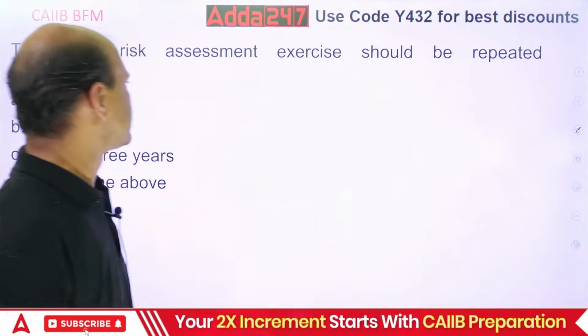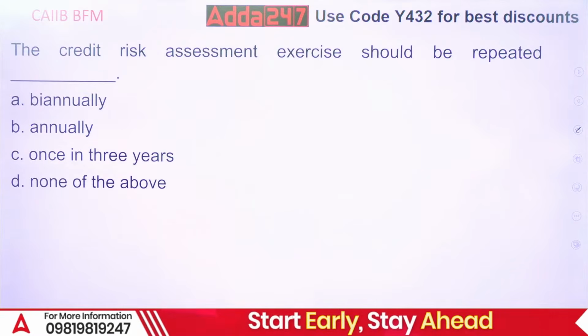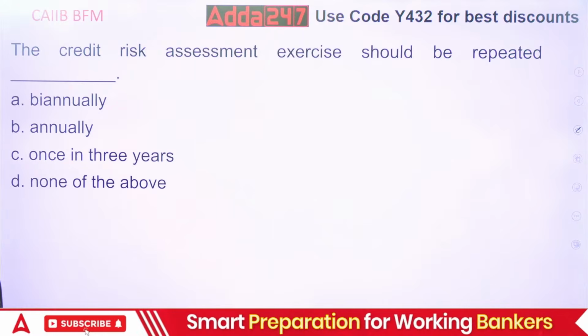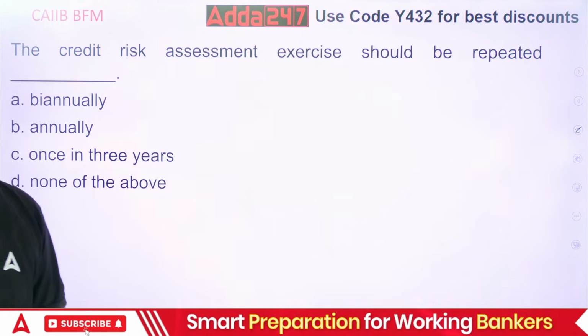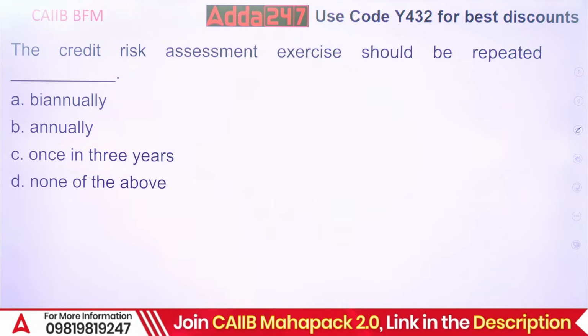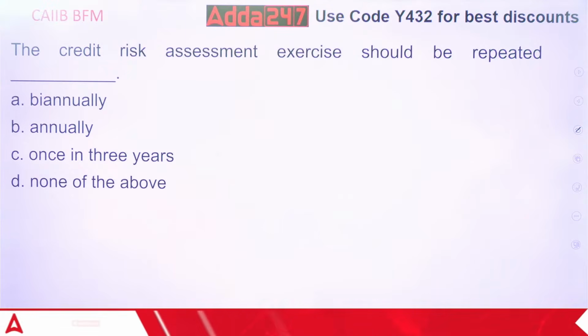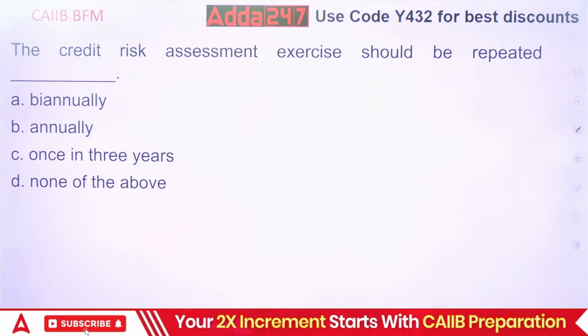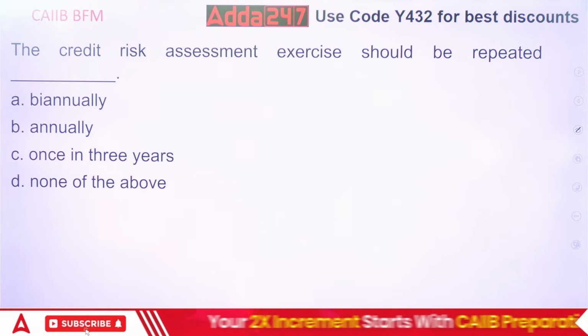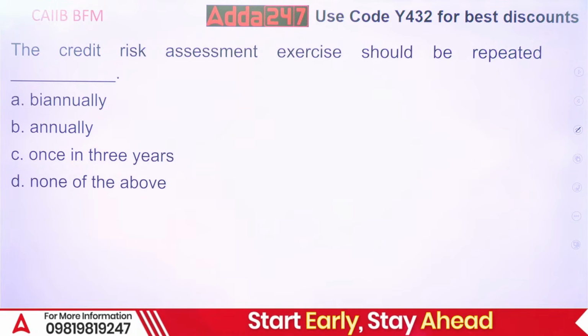The credit risk assessment exercise should be repeated: biannually, annually, once in 3 years, or none of the above. So now this is a difficult part also, or you can consider it easy if you know it from ABM, if you have seen it.